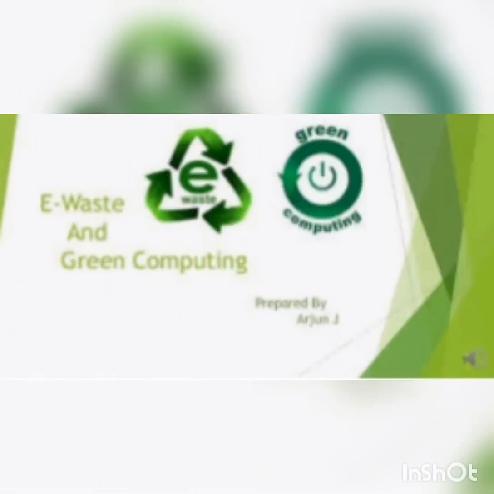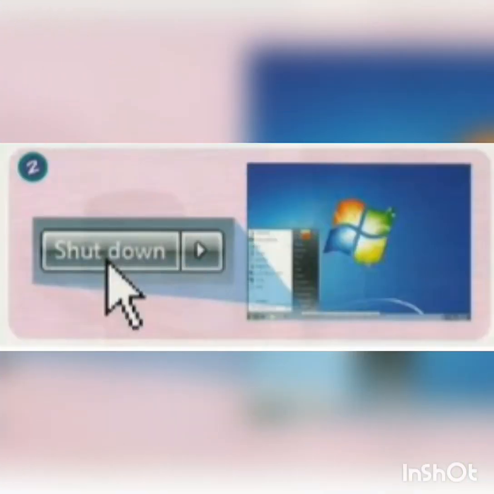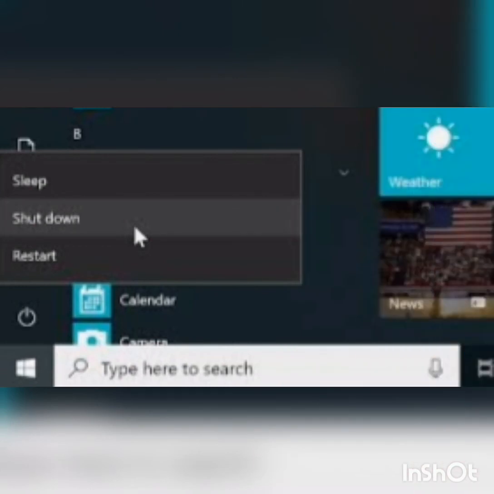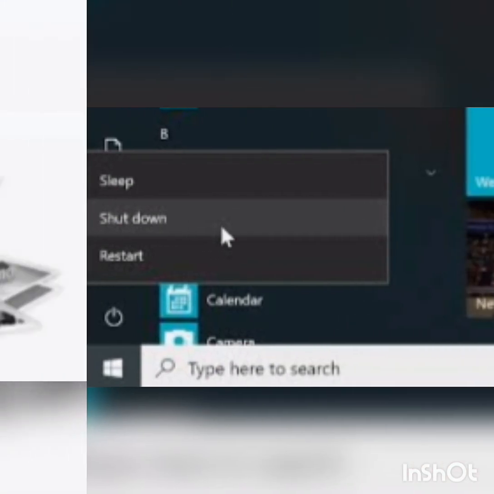What else can we do in this respect? Properly shut down the electronic equipment and computer after you have finished working on it. Take less prints in papers.